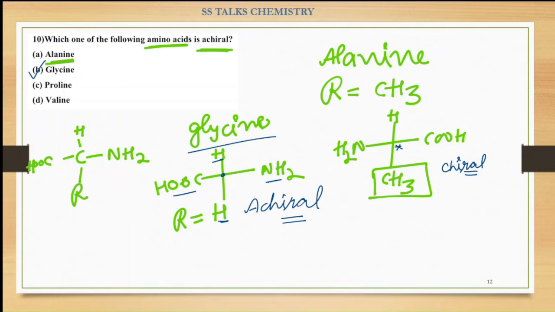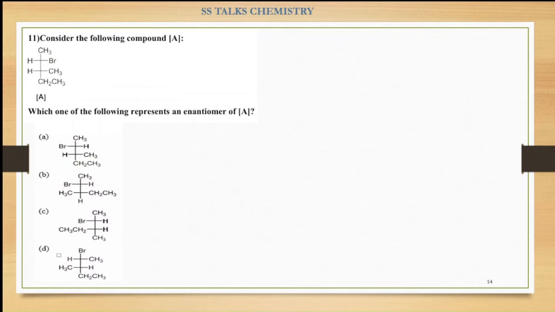Moving on to the next question, we have this one. It says consider the following compound, that is A, which has been given to us. We have to look at its enantiomer. Enantiomers basically means stereoisomers that are non-superimposable mirror images of each other. For the molecule given to us, here is CH3, here bromine is present, here the hydrogen atom, here the methyl group, here the hydrogen atom, and here CH2CH3 is given to us.